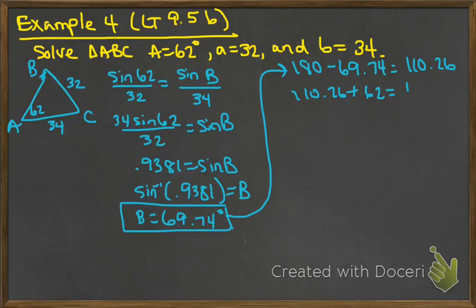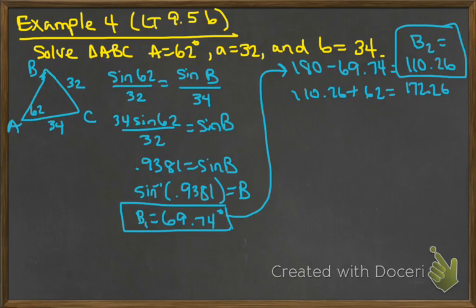And that comes out to be 172.26. It is under 180 degrees, so that tells us that yes, there is a second triangle. So this b value that we found the first time, the 69.74, that's going to now be our b1 value. And then this answer that we just got over here, the 110.26, that's going to be our b2.